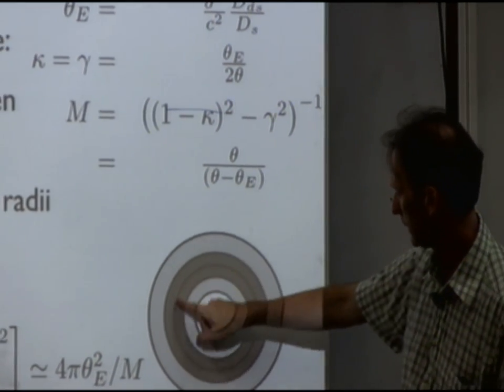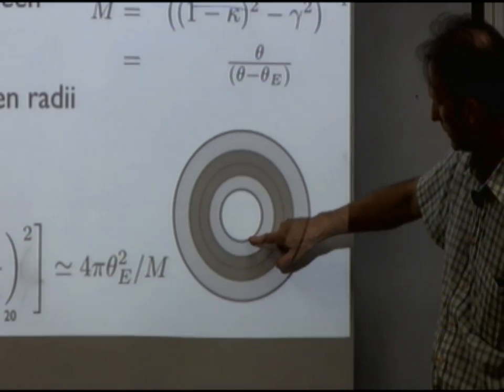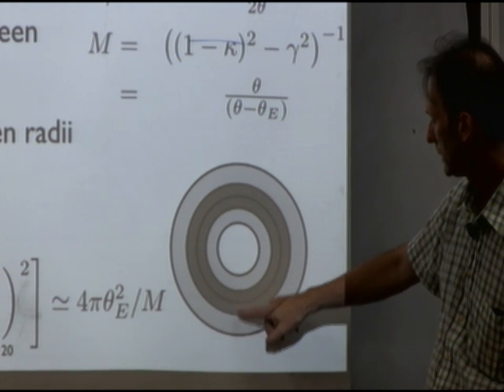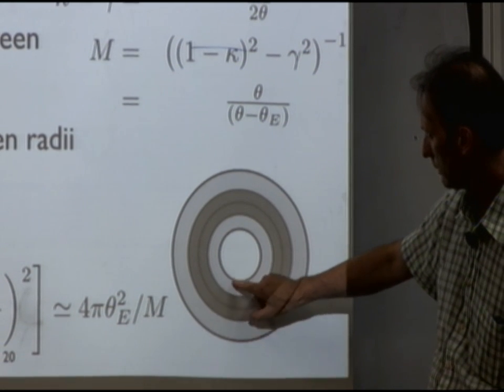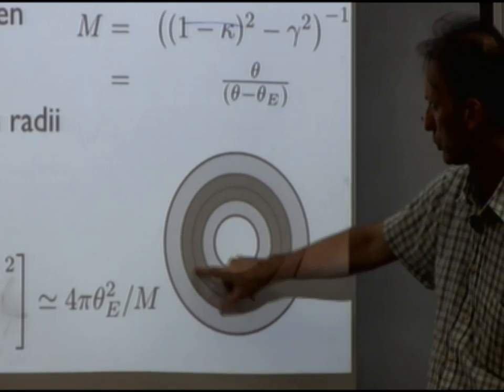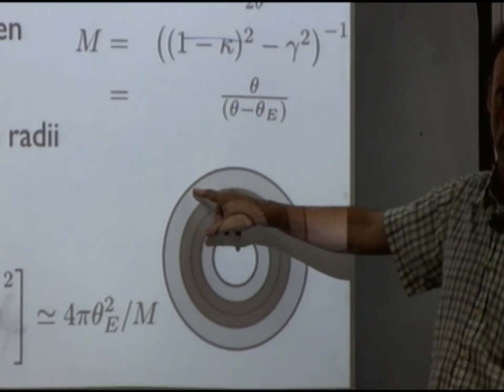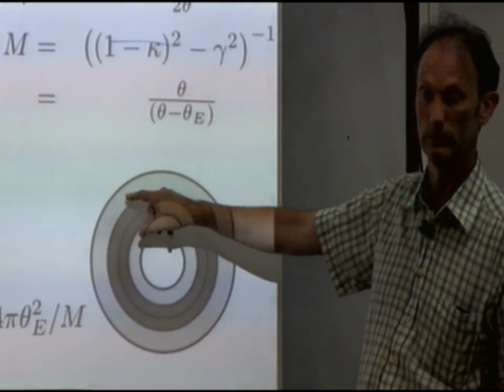So if this is the Einstein radius here, then, for example, between 2/3 the Einstein radius and twice the Einstein radius, in this area, the magnification is at least 2. So all the images that you see here, rather, are sources that you see magnified by at least a factor of 2.